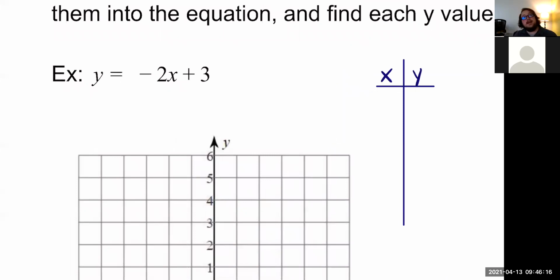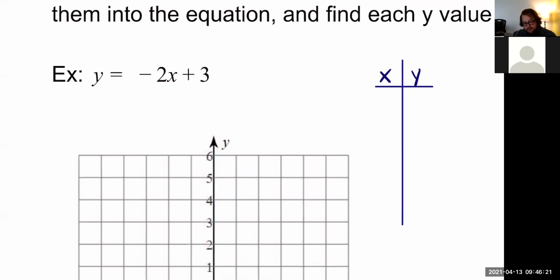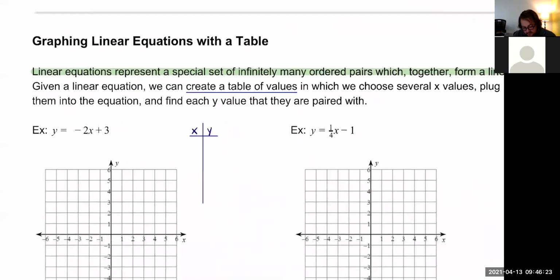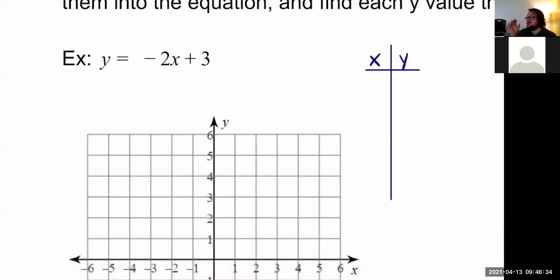Now, our table is very empty at the moment. But if I refer back to the little prompt up above, we can choose several X values. Are there any conditions or rules or constraints that say we have to choose specific X values? Or can I choose literally any number I think of?